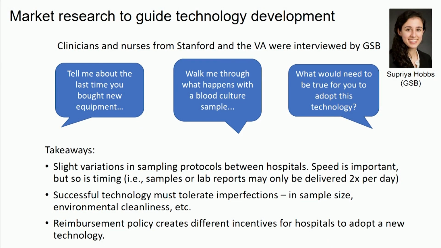So we have been interviewing clinicians and nurses in the Stanford Hospital, the Indiana University Hospital, and the VA hospital to tell us what they actually think the problem they are facing could be and what they want a new technology to satisfy. And we have been learning a lot about how the sample protocols can differ between hospitals and how the sample quality could differ between a sample coming from the ER versus a sample coming from the ICU, and also how hospitals make decisions on when to adopt a new technology.